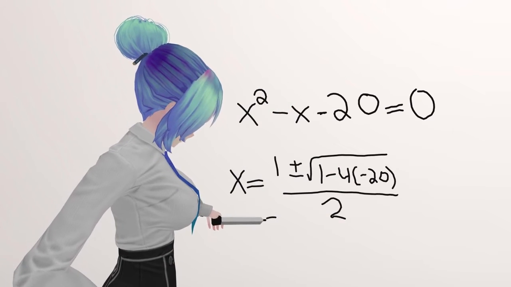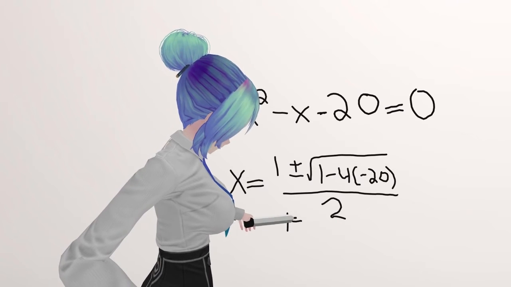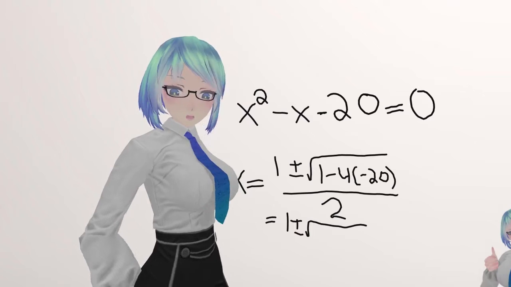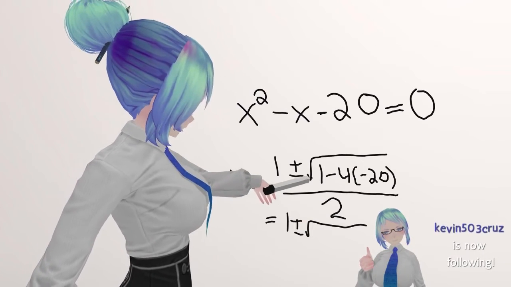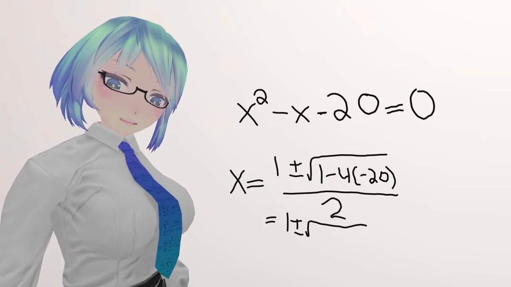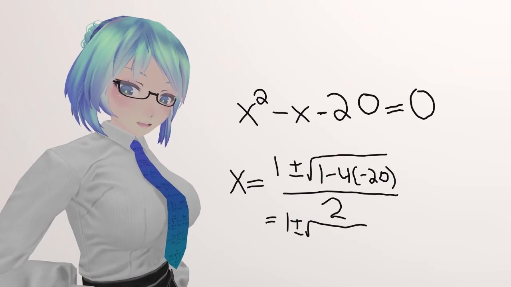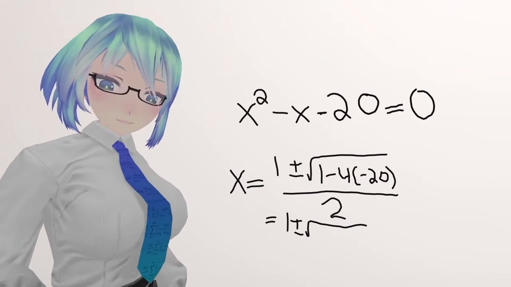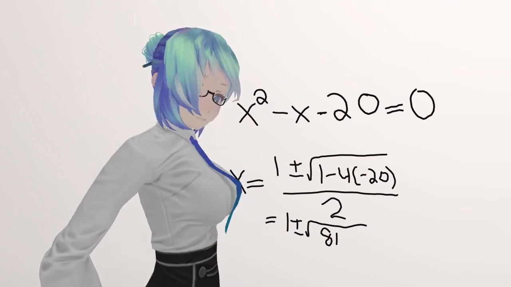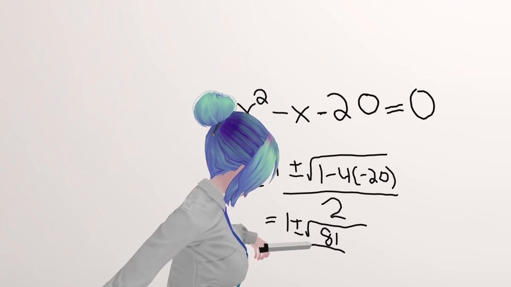Okay? Time for some simplification. 1 plus or minus the square root of, what's negative 4 times negative 20? That's 80. What's 80 plus 1? 81. Over 2.